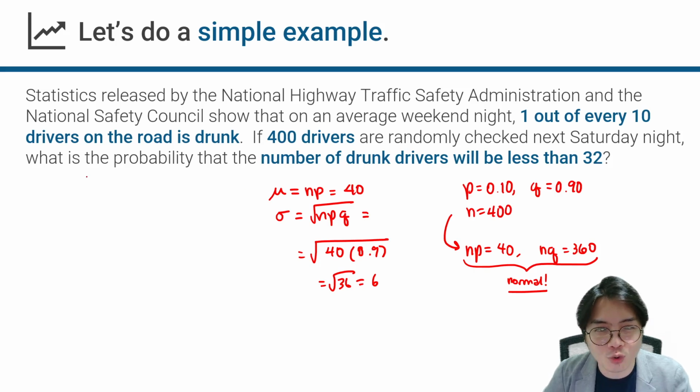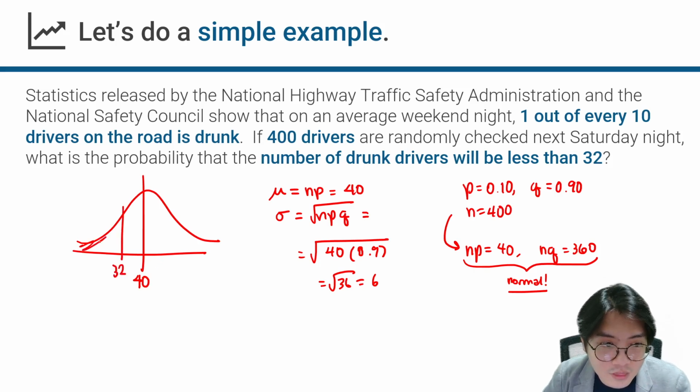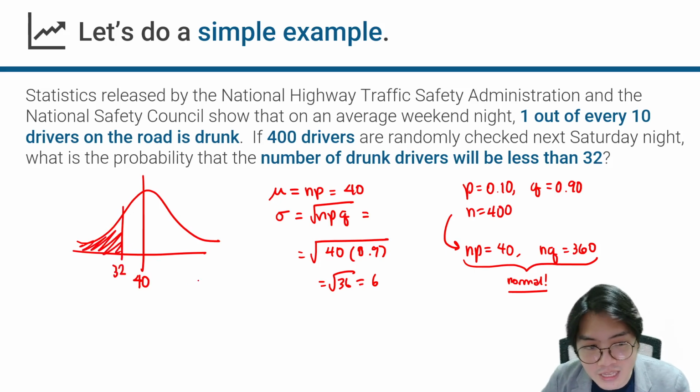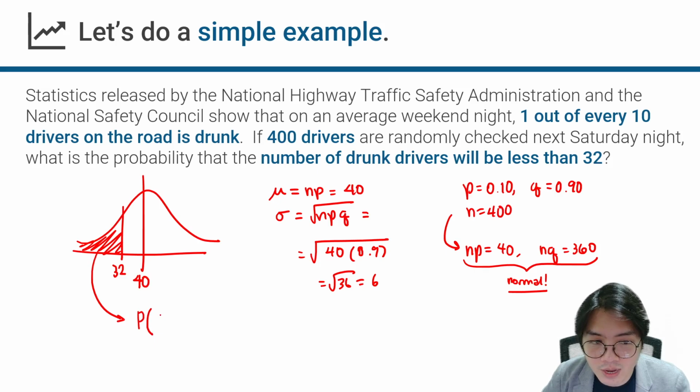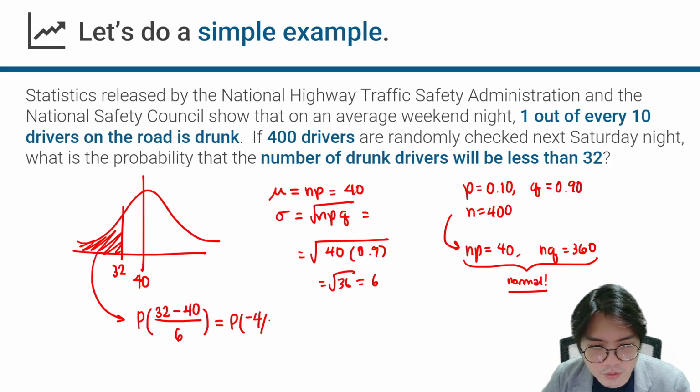Less than 32 will now look something like this. The mean is 40. You're looking at 32. Less than 32 is this area right here, which, if you just plug it into your calculator, will be P of Z less than 32 minus 40 all over 6. In this case, this will be P of Z less than -8 over 6, which is -4 over 3.